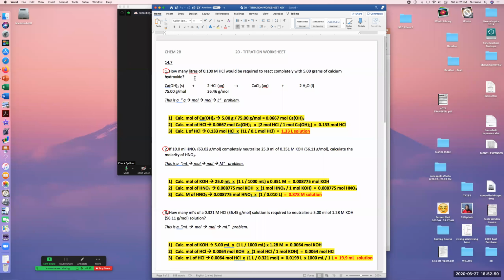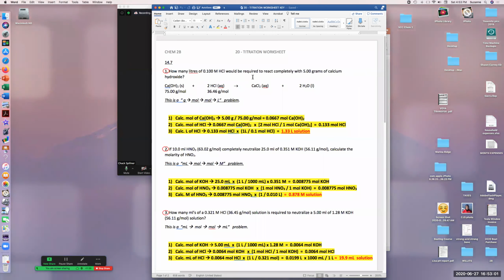So in the first problem, how many liters of 0.1 molar HCl would be required to react completely with 5 grams of calcium hydroxide? So let's identify the analyte and the titrant. Well, in this case, probably the titrant is liquid. Titrant has to be liquid, but this turns out to be the unknown. And we're given a certain quantity of calcium hydroxide, which is a solid.